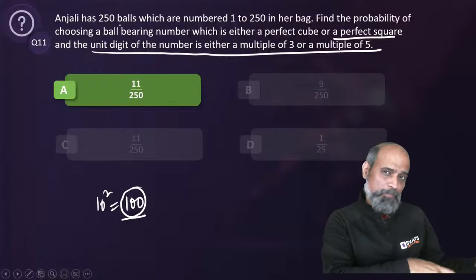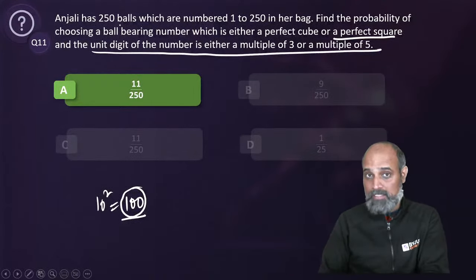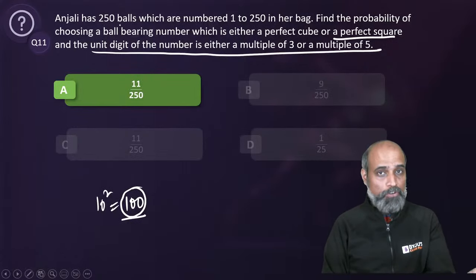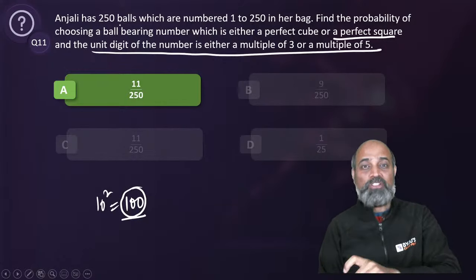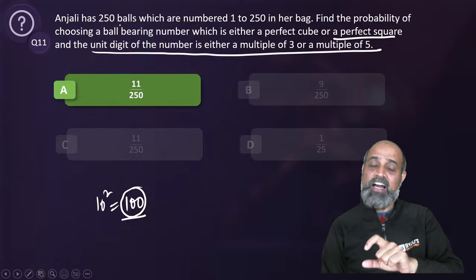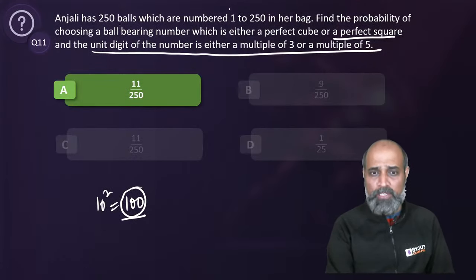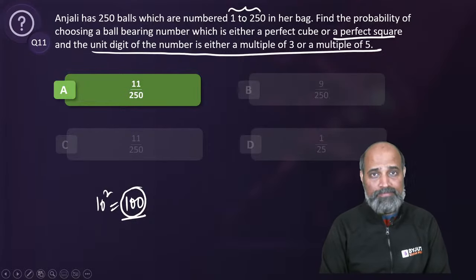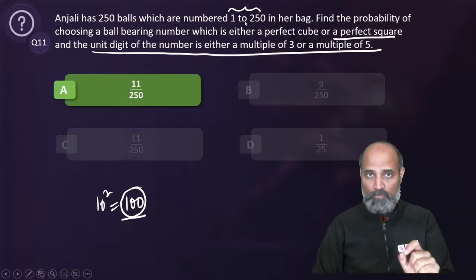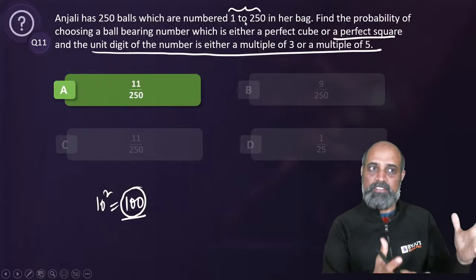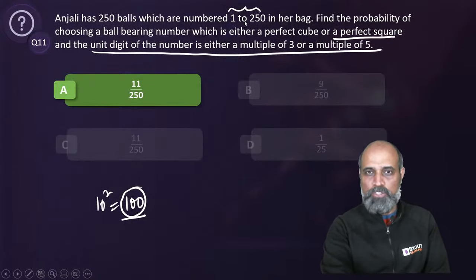That 100 is either a perfect cube or a perfect square and its last digit, units digit, is a multiple of 3 or 5. So is 0 the ball that she has picked or is it the 100 the ball that she has picked? 100 को पिक कर रहा है ना, तो 100 तो बिल्कुल है इस रेंज में, नहीं? So obviously there are two things here. One is the picking of the ball and then the condition. तो थोड़ा confusing है, पर थोड़ा slow चलोगे तो clear रहेगा.